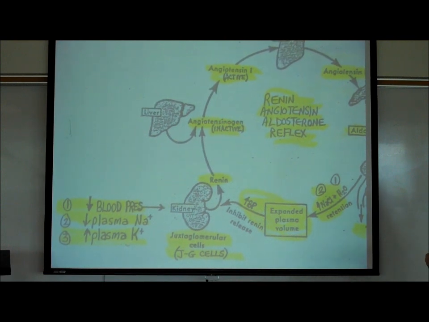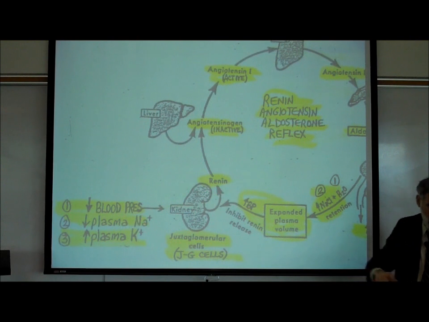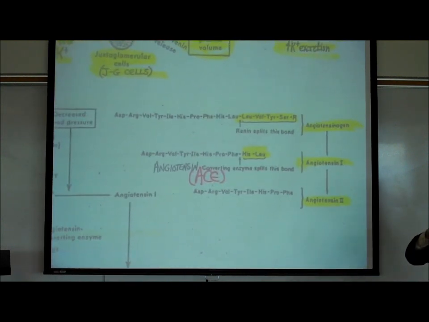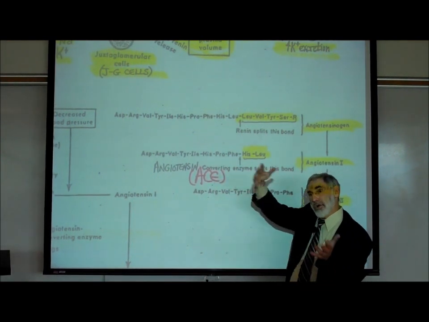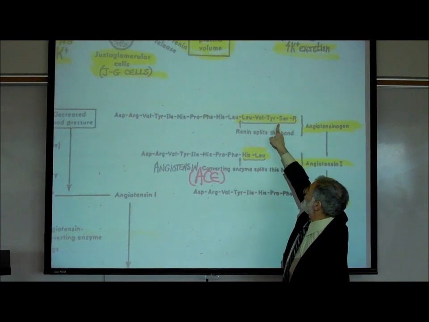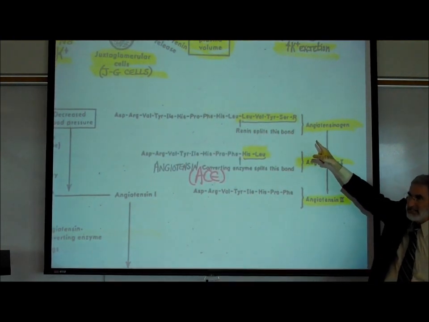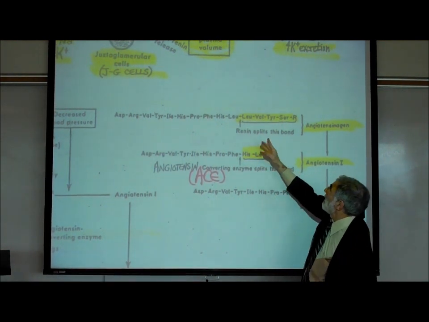Now, how does it activate it? This upper diagram, you have to know. Right below it, though, you don't have to know this, but I'm just explaining it. Angiotensinogen is a protein, a polypeptide. And this is the sequence of amino acids that make up angiotensinogen. You'll notice it shows here, you don't have to know this.